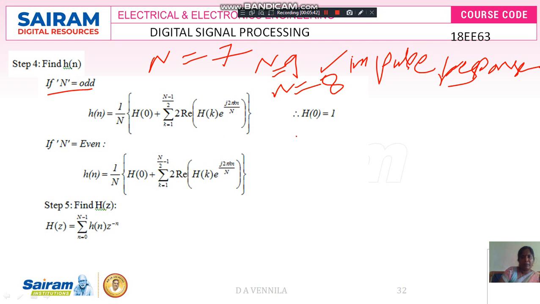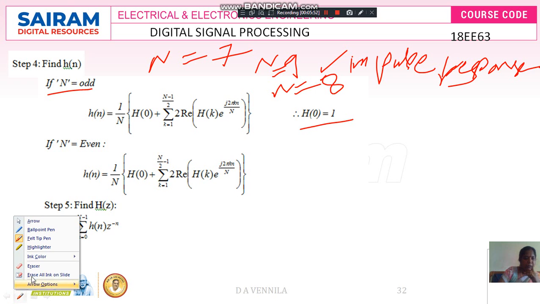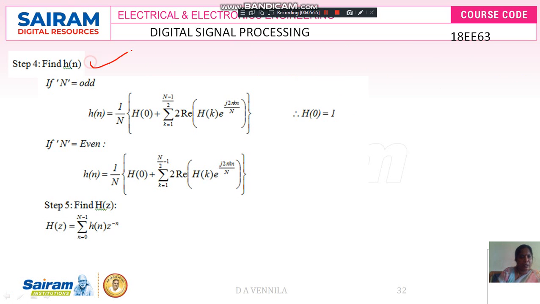If they give an odd number, h of 0 will be equal to 1. So for finding h of n, h of n equals 1 by capital N times h of 0 plus summation k equal to 0 to n minus 1 divided by 2, 2 into Re of h of k e power j 2 pi k n divided by n. Here we are going to neglect the imaginary part and take only the real part.